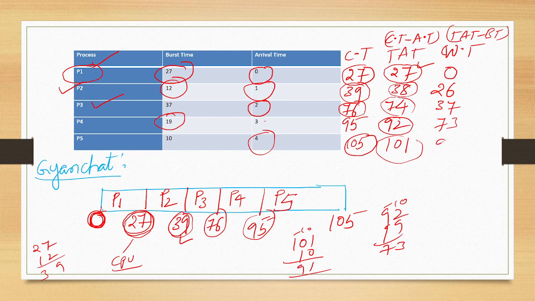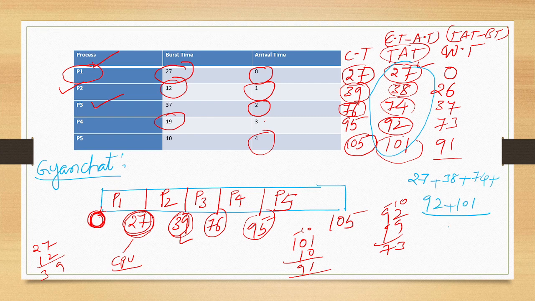101 minus 10 is 91. See, now how to find the average turnaround time? Just add all the turnaround times of each process. You have to do the addition of all these: 27 plus 38 plus 74 plus 92 plus 101, divided by 5, because the total number of processes is 5.